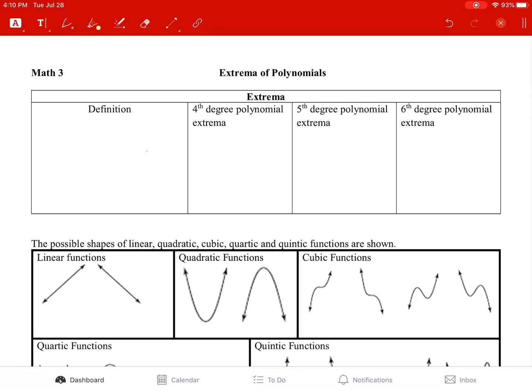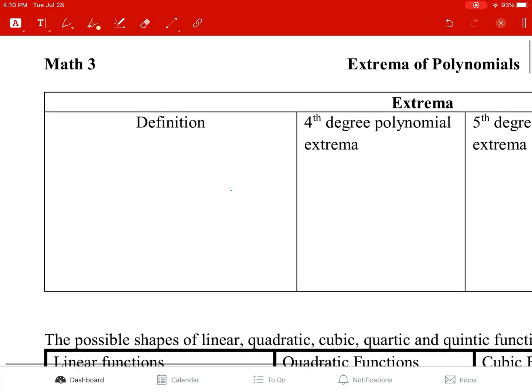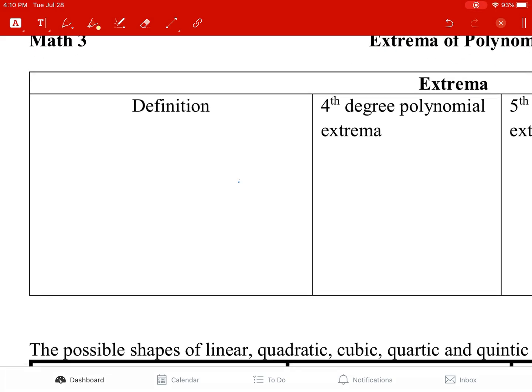So today we're looking at extrema of polynomials. So first thing we have to do is figure out what extrema are. All right, extrema are the peaks and valleys in a graph. All right, so the max and mins of a graph.